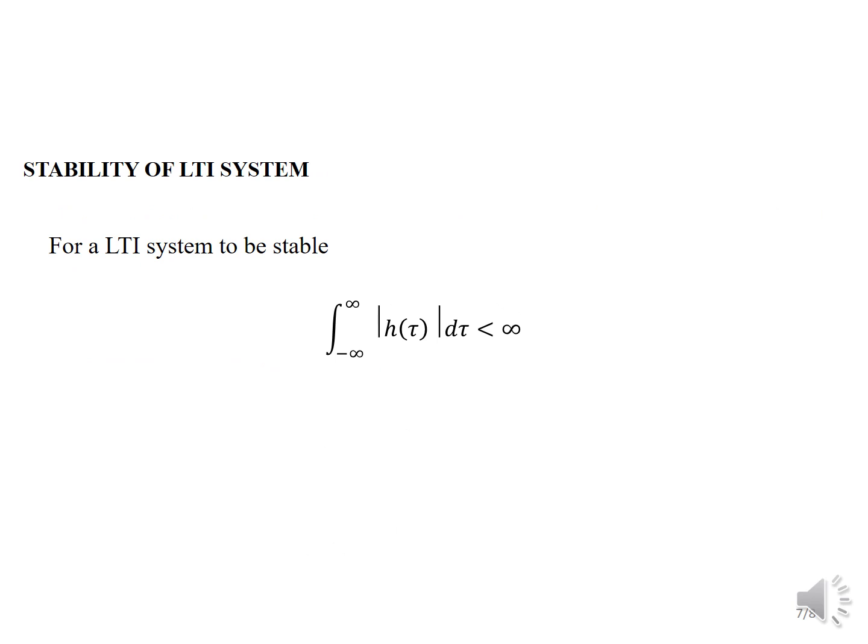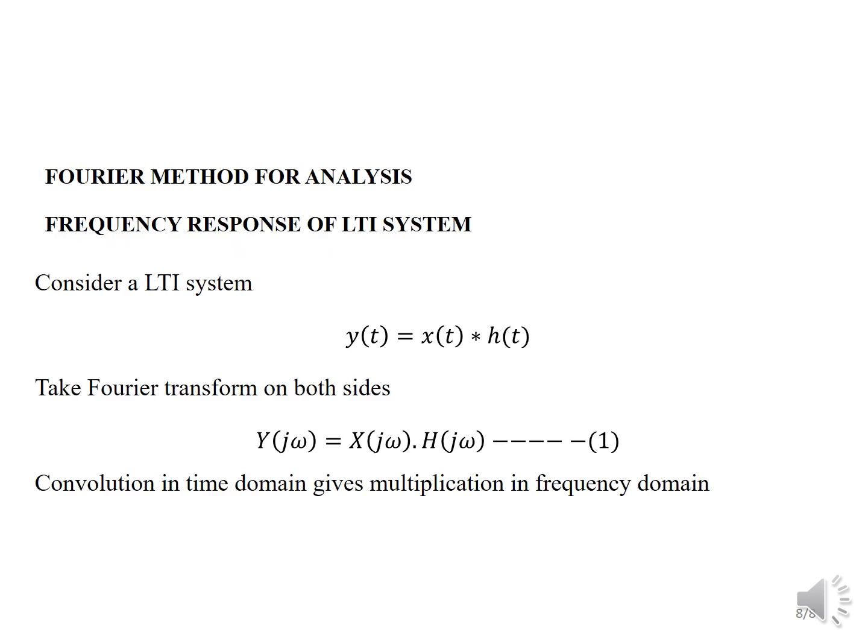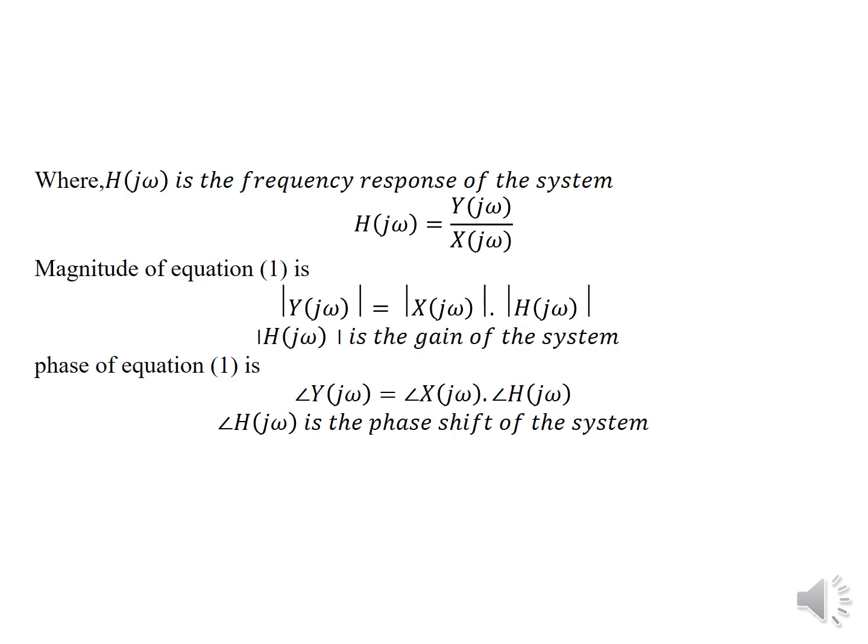And the stability of LTI system property can be given as integral from minus infinity to infinity modulus of h of tau into d tau is less than infinity. Now we can see the Fourier method for analysis, that is the frequency response of LTI system can be given as y of t equal to x of t convolution h of t. While we are taking Fourier transform on both sides, this can be given by this equation. Therefore the convolution in time domain gives the multiplication in frequency domain, where H of j omega is the frequency response of the system, that is H of j omega equal to Y of j omega by X of j omega.